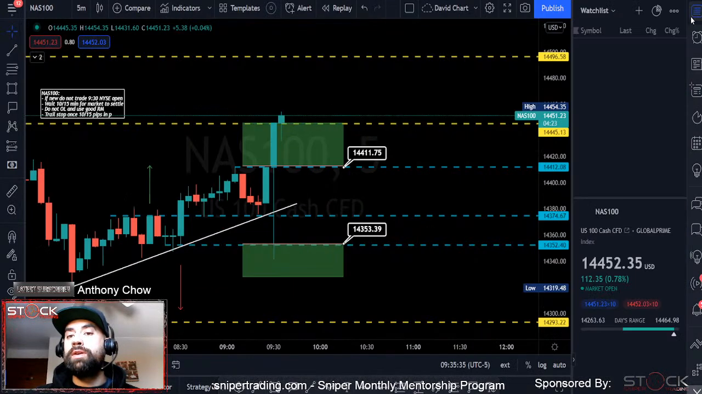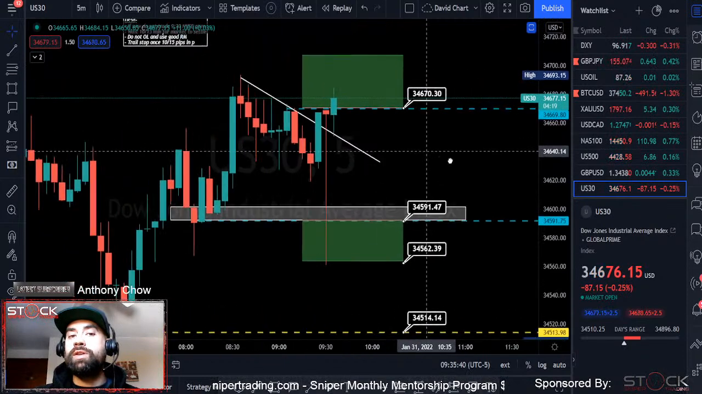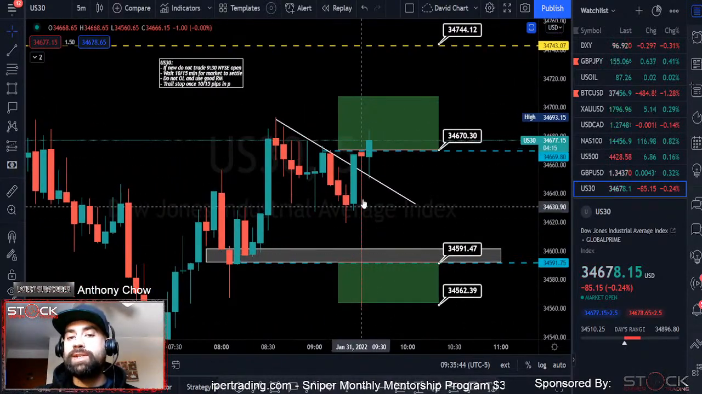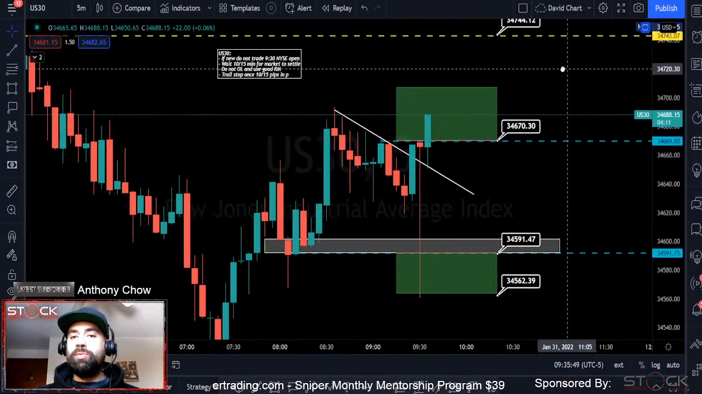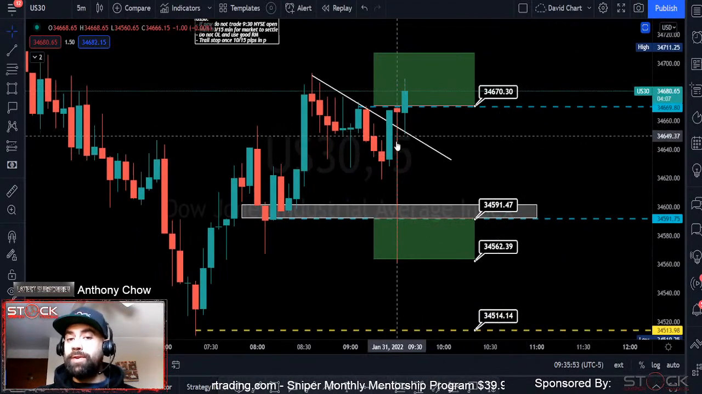Okay, let's go to US 30. US 30 is still starting to rise. You see that overall downtrend? Holy shit, look at this. Look at that big wick, guys. For it to go bullish, it's going to need a lot of pump, okay? But eventually, guys, I'm telling you right now, they're going to fill that wick.